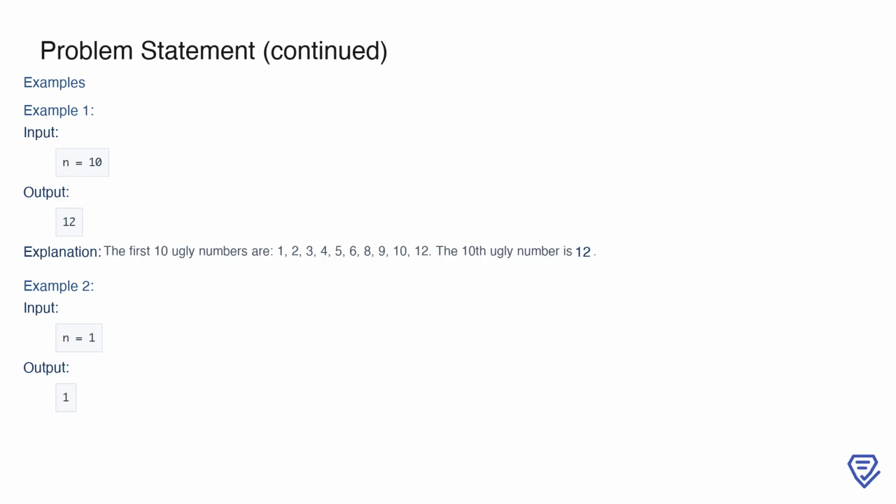In the first example, the input is n equals 10. The goal is to find the 10th ugly number. As we saw earlier, the first 10 ugly numbers are 1, 2, 3, 4, 5, 6, 8, 9, 10, and 12. Therefore, the 10th ugly number is 12, which is the output. In the second example, the input is n equals 1. Since 1 is defined as an ugly number and is the very first number in the sequence, the output is simply 1. These examples demonstrate how the input n corresponds to the position in the sequence, and the output is the ugly number at that position.